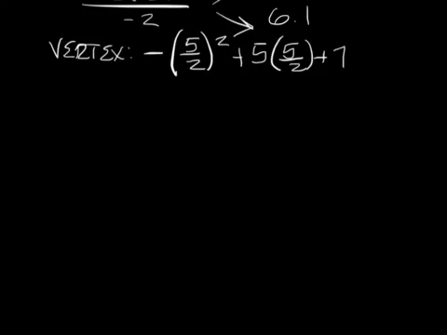2.5. You square that, and you're going to multiply it by a negative 1. So you have negative 6.25, and then plus 5 times 2.5, and then plus 7. What did you come up with? Yeah, 13.25. So it should be 2.5 and 13 1/4.